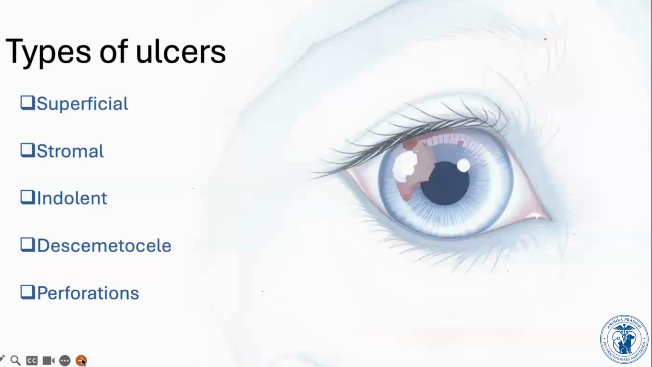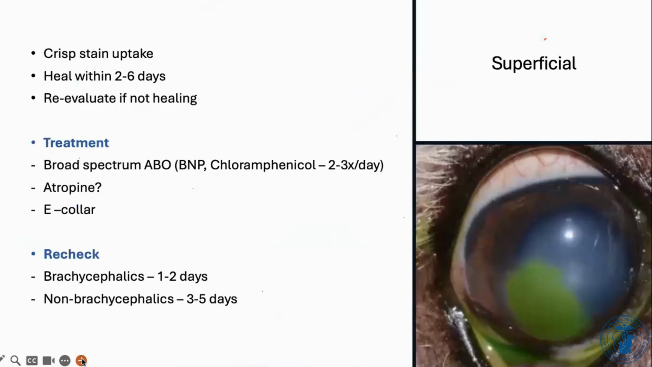So next, what are the types of ulcers? We have superficial, stromal, indolent, descemetocele, and perforation. Usually the type of treatment also varies with the type of ulcer. When it comes to superficial ulcers, they are the easiest to tackle. Usually whenever you are getting a superficial ulcer, the signs will be the same, only that the pet will be blinking the eye a lot, and there'll be watery discharge or discomfort in the eye.